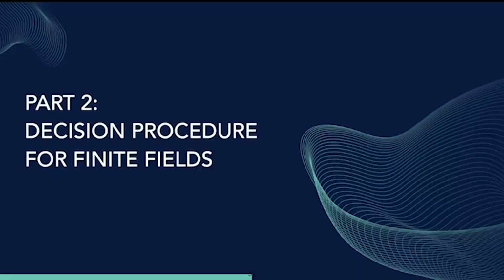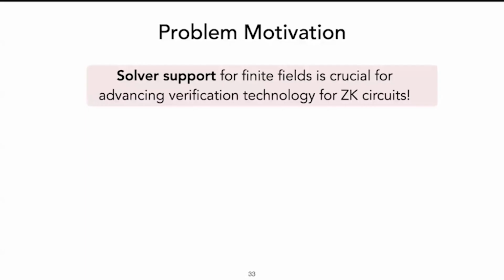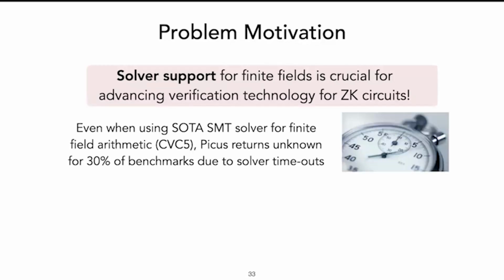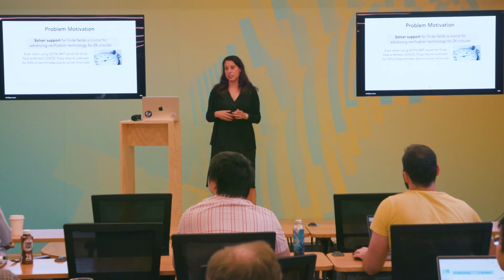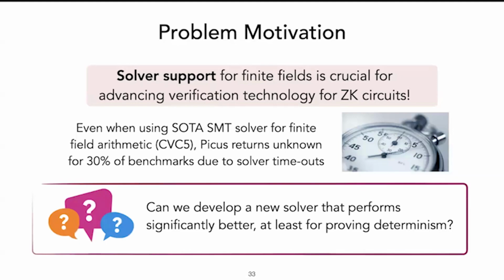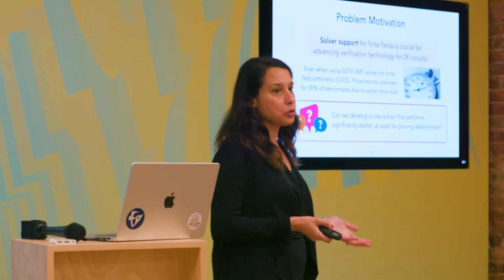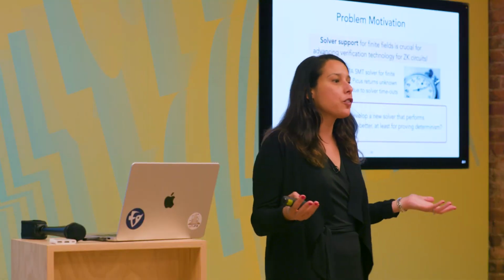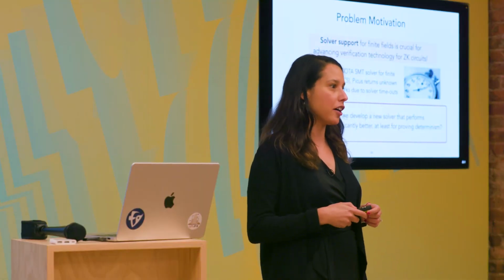All right, so in the second part of the talk, I'm going to change gears and try to address the question that Dajan was asking about. Like I said, there are 30% of these circuits, and even when we use a state-of-the-art SMT solver for finite fields, we're not able to solve 30% of the benchmarks, and this is because of SMT solver timeouts. So the obvious question we asked is, can we do better? Can we develop a decision procedure for finite fields that works better than the state-of-the-art, at least for the types of practical queries that we care about?